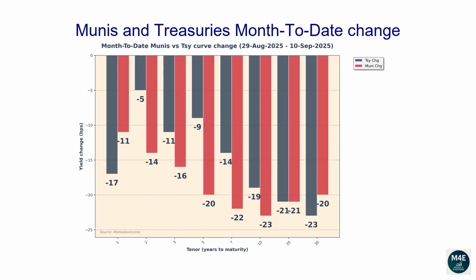This graph shows how much interest rates have changed since the end of the previous month. The current bar plot shows how Munis and Treasuries have changed since the end of August.